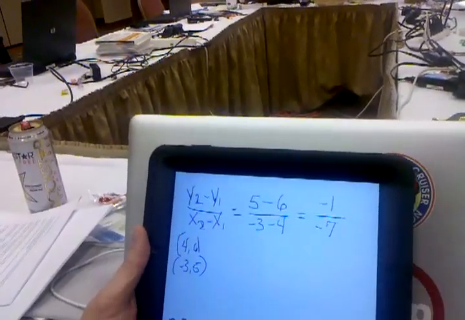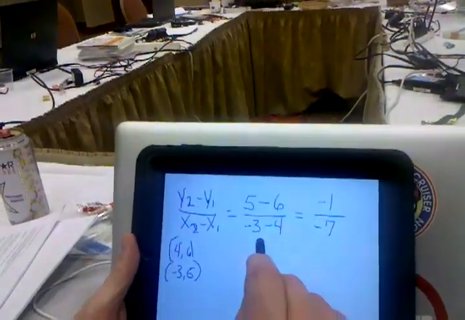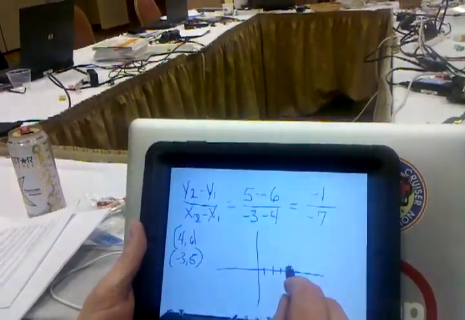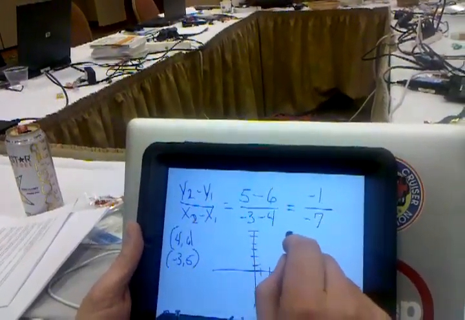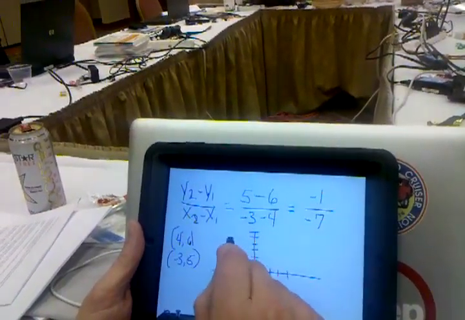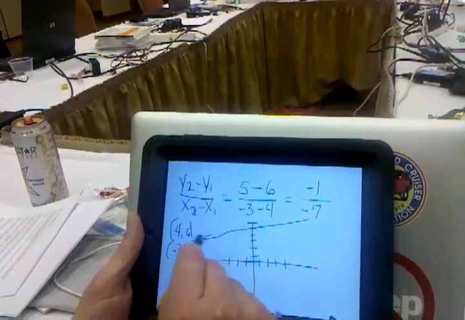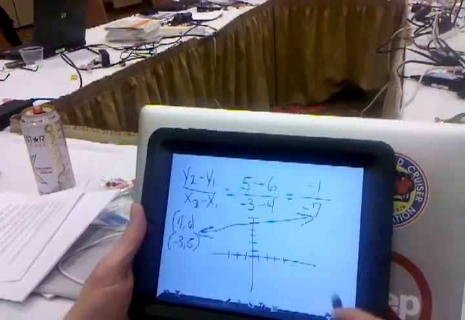We're going to subtract the y coordinates from the x coordinates, and as we do that, you notice we're going to end up with a negative 1 over negative 7. And so we're going to plot those two different ordered pairs on this graph, and what we're going to end up with is a 4, 6 as our first point, and a negative 3, 5. And you notice that even though that's almost horizontal, that does represent a negative slope.